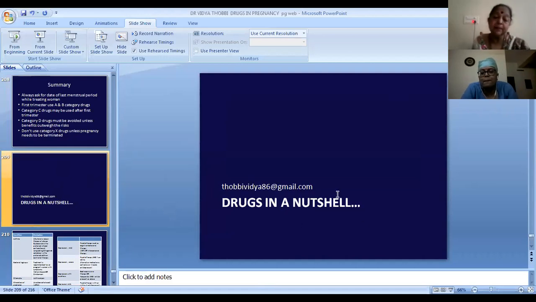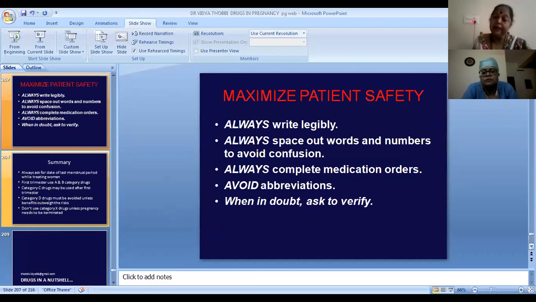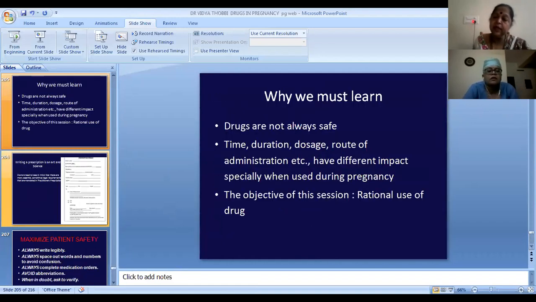Because it is already 4:10, I don't think there is much time. The drugs and dosages are all available, but the rationale of using the drugs and the right dosage you should know. Any queries, you can just mail me. I will be able to answer.